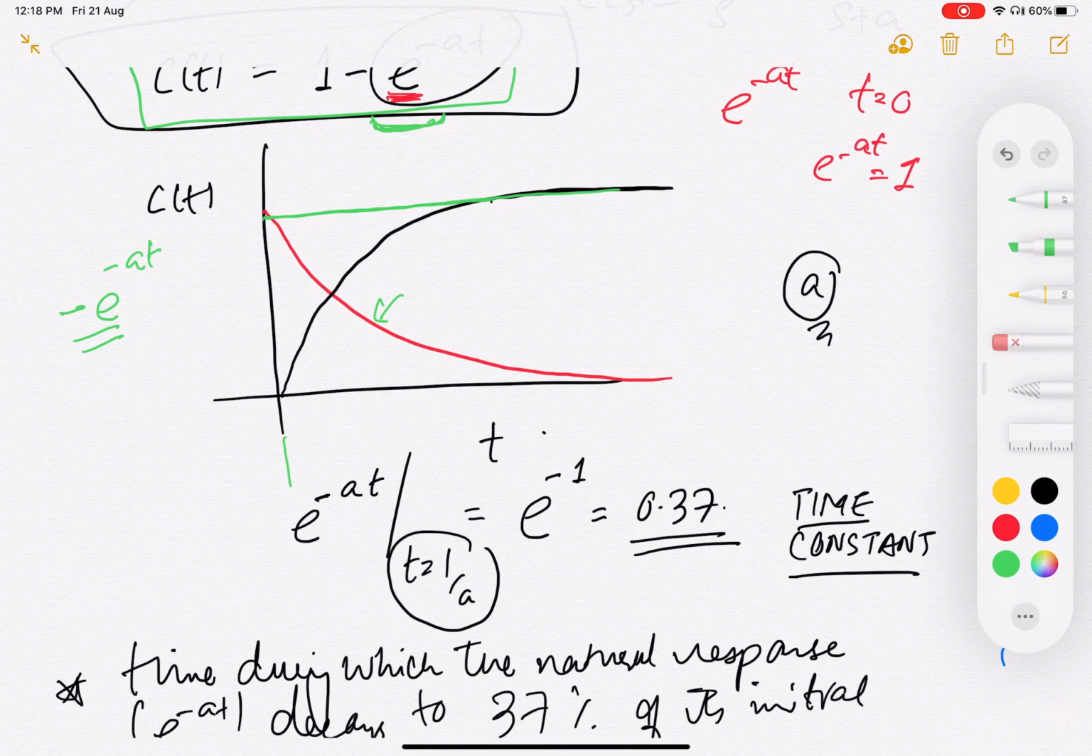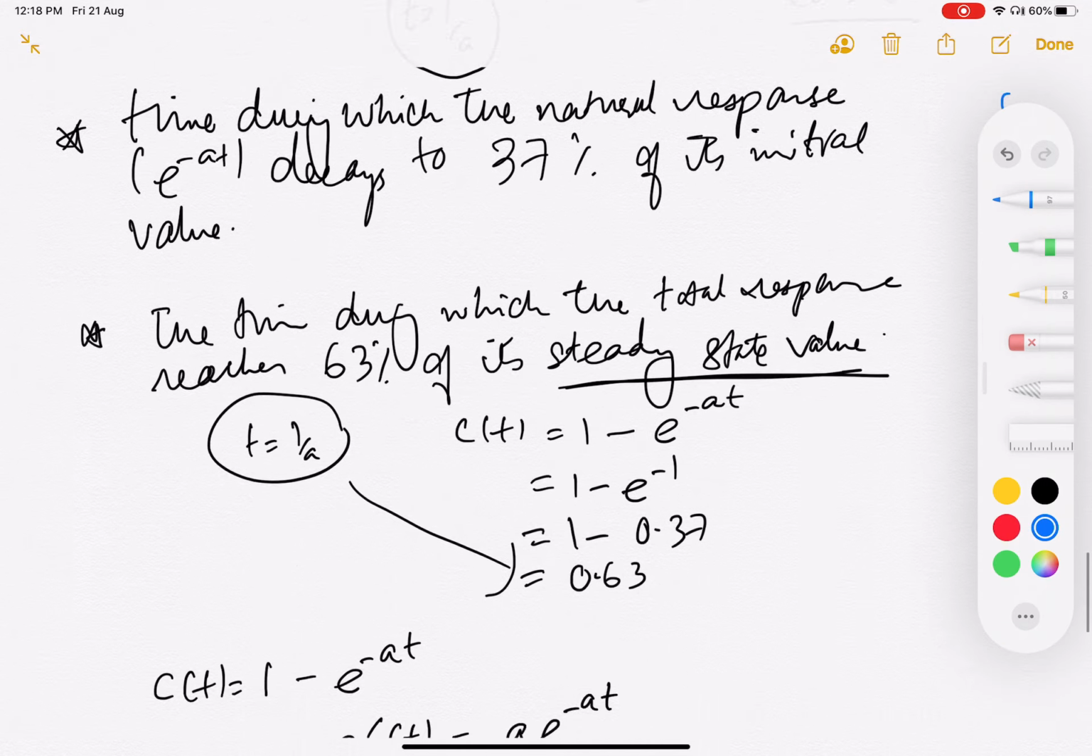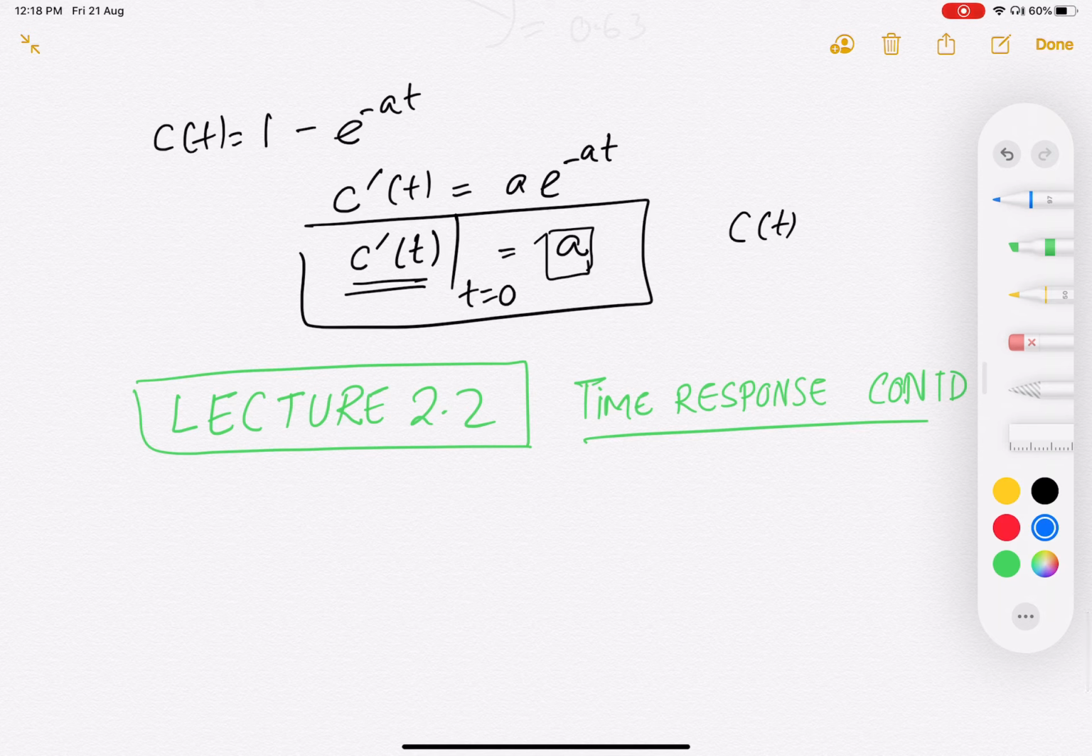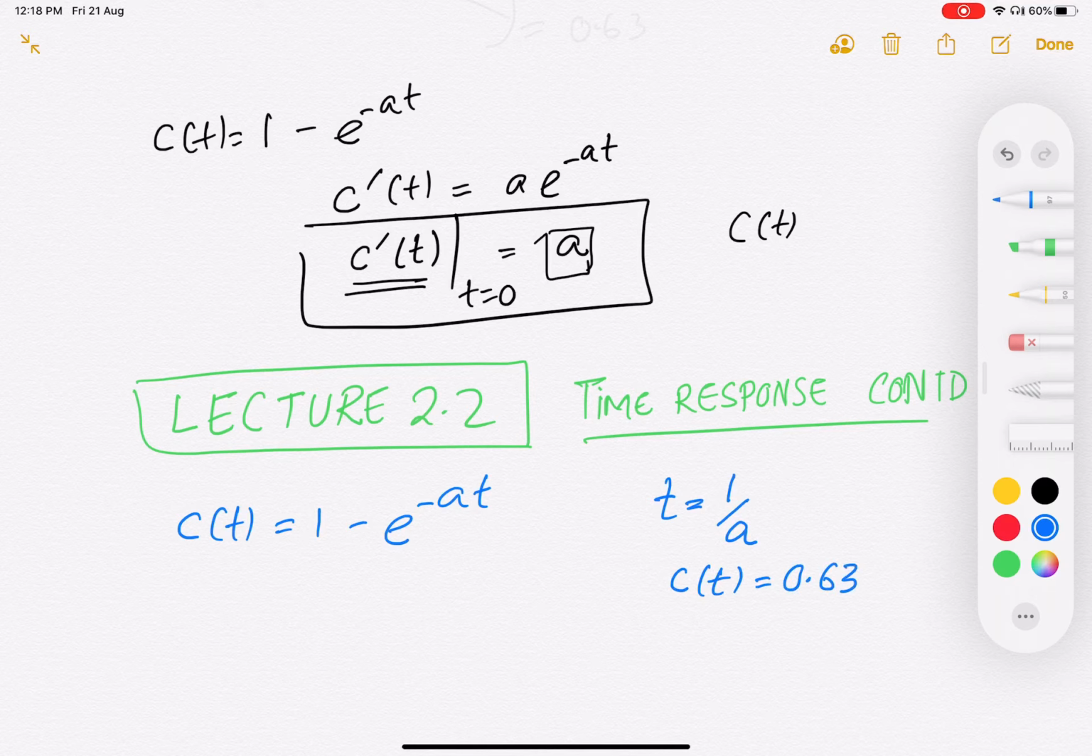There is one more definition of the time constant, which is obtained from the rate of change of the response. So if you look at this response, c(t) is equal to 1 minus e to the power minus at, and we have already seen that the time constant is equal to the time t is equal to 1 by a, where c(t) actually becomes 0.63, which is 63% of its steady state value.